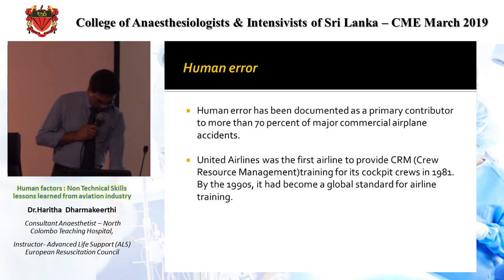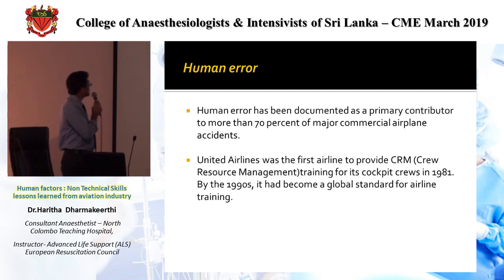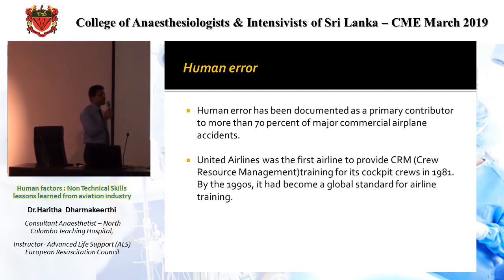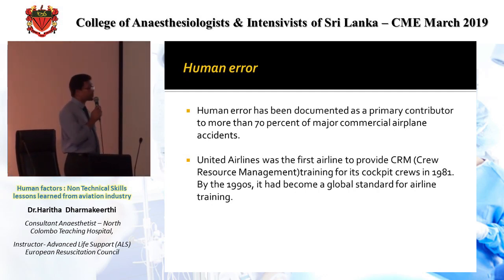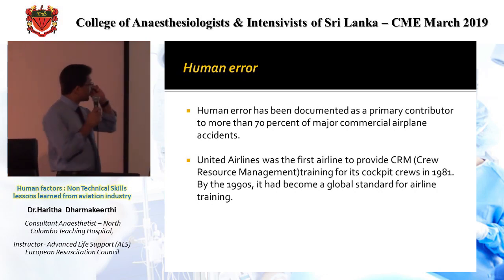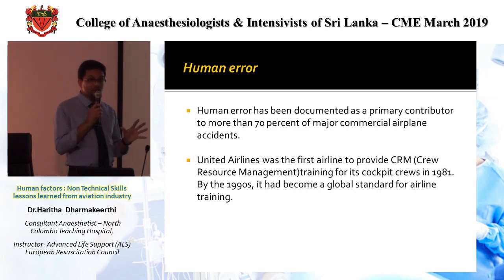So, human error has been documented as the primary contributor to more than 70% of major commercial airline accidents. United Airlines was the first airline to provide crew resource management course training for its cockpit crews, in 1981. By the 1990s, it had become a global standard for airline training. So in airline training, this is a separate module for them.